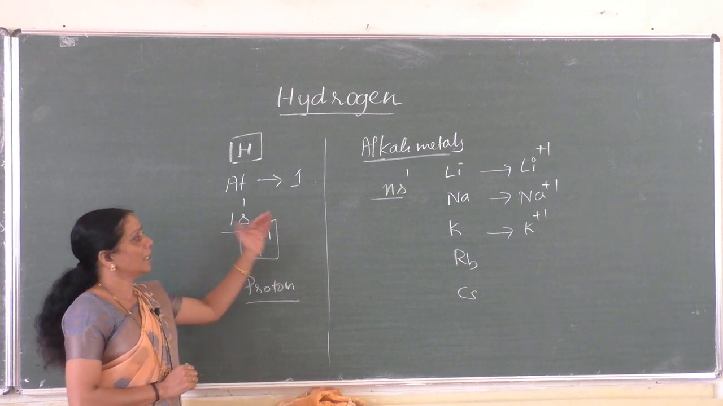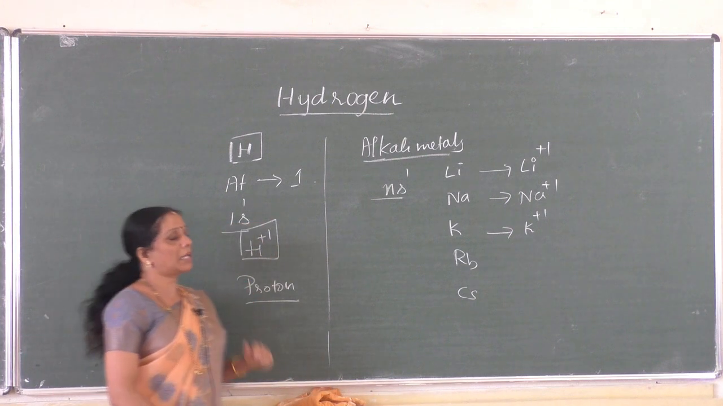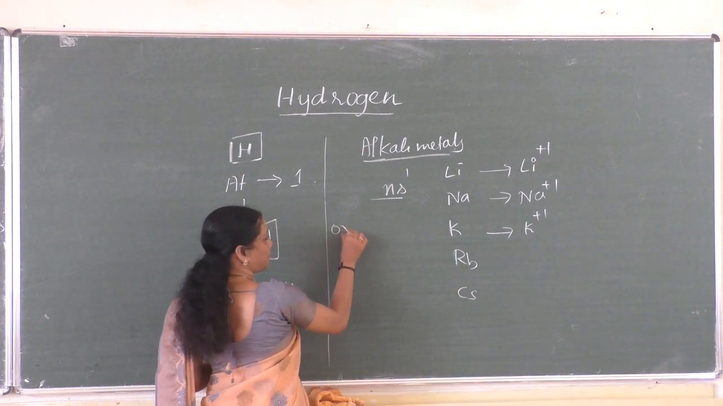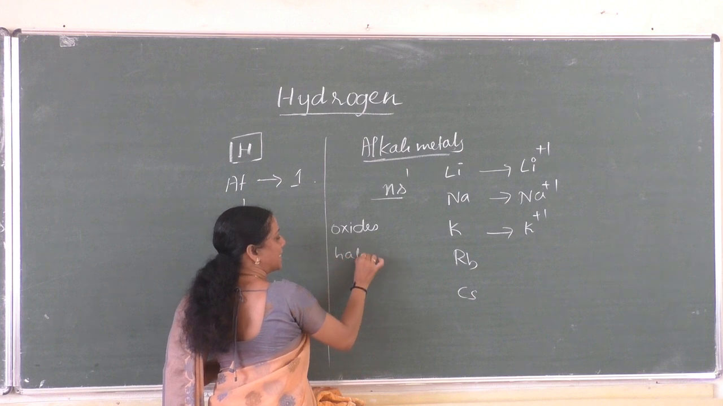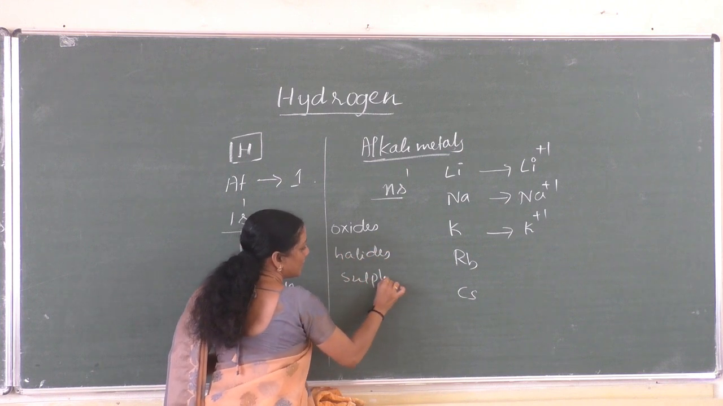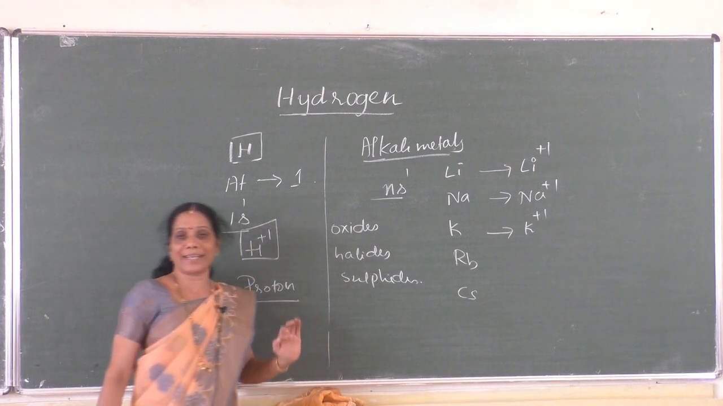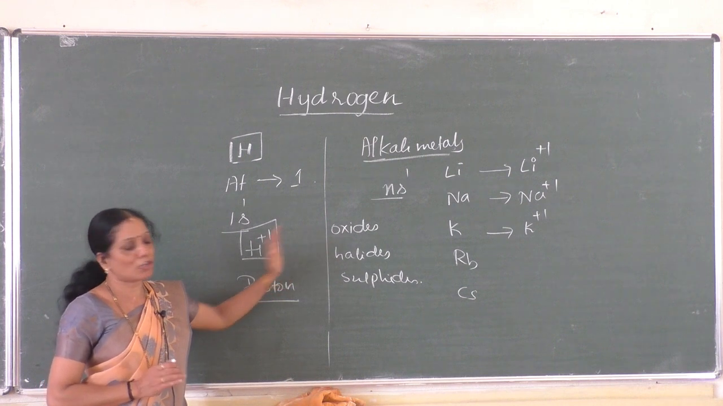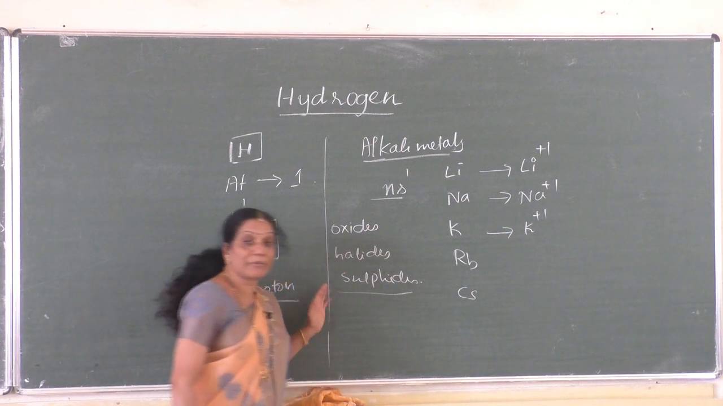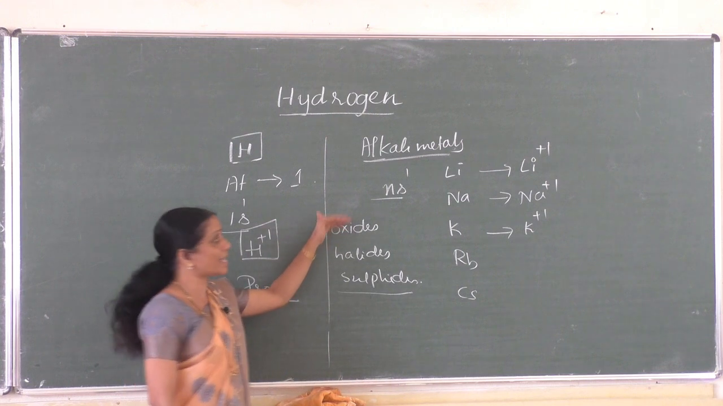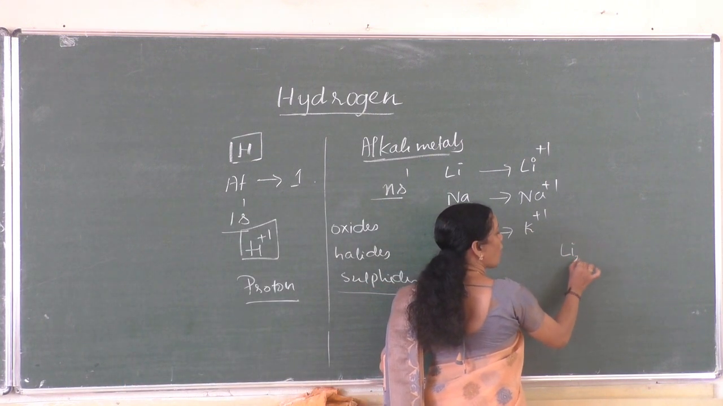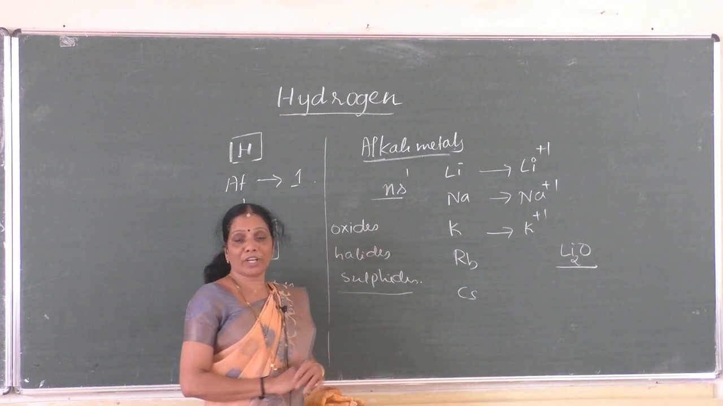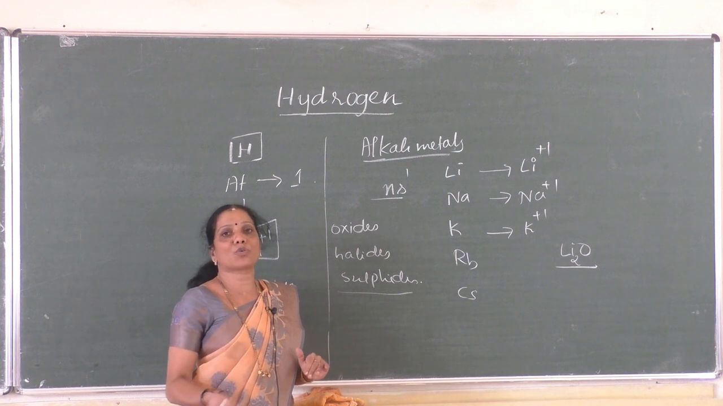And along with that, any of the alkali metals always have the highest tendency to form oxides as well as halides as well as sulfides. Any of the alkali metals can form oxides by combining with oxygen, halides by reacting with the halogens, as well as sulfides by reacting with sulfur. For example, if I consider the oxide, lithium always forms lithium oxide, also called lithium monoxide. Or sodium, if we consider, sodium combines with oxygen to form sodium peroxide.